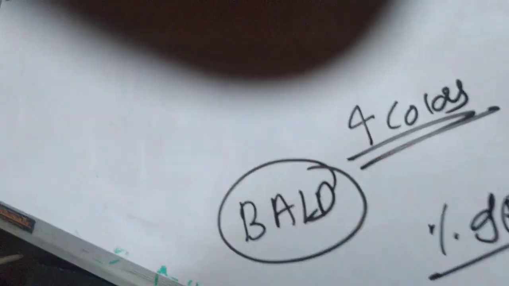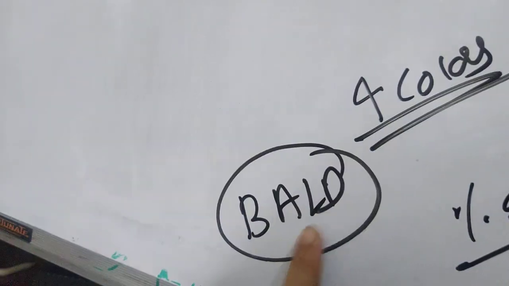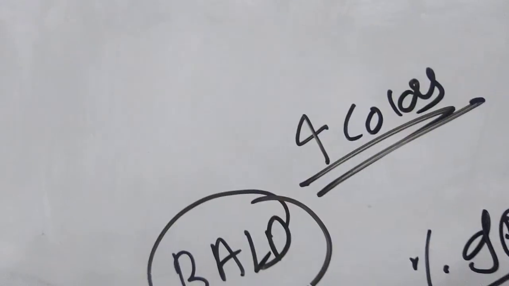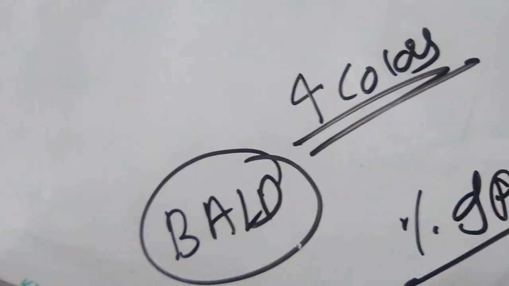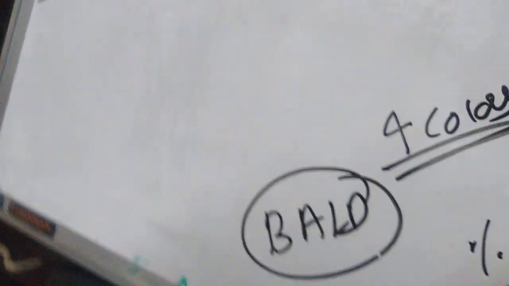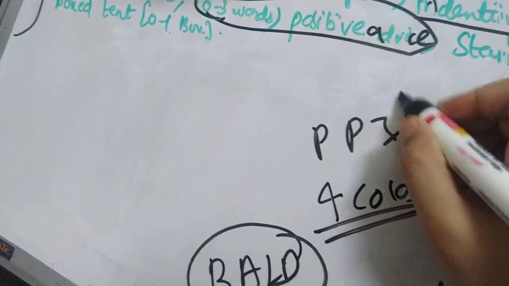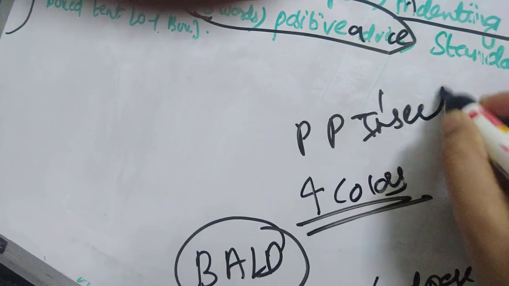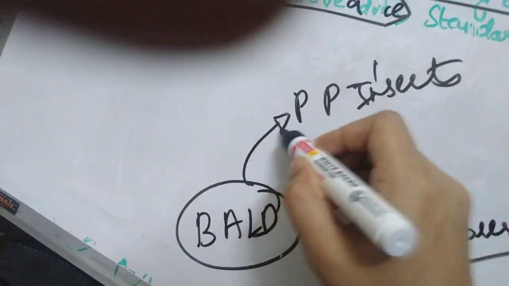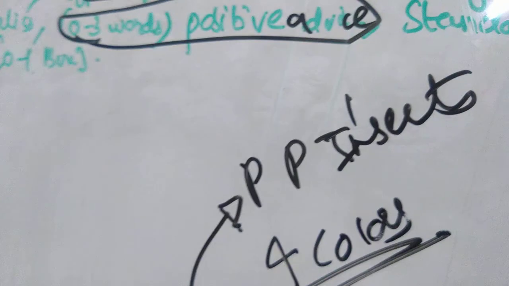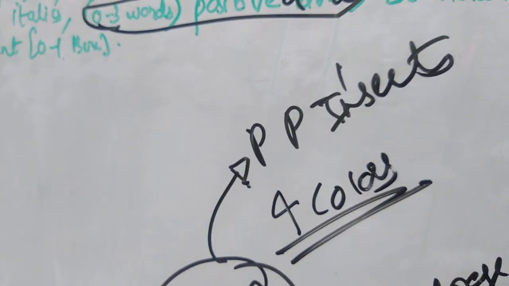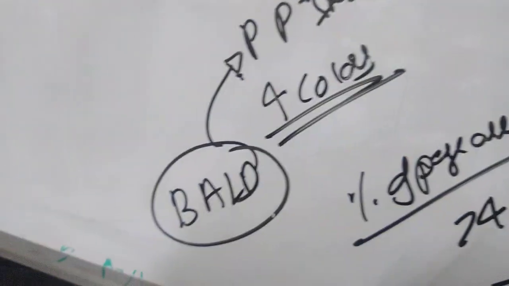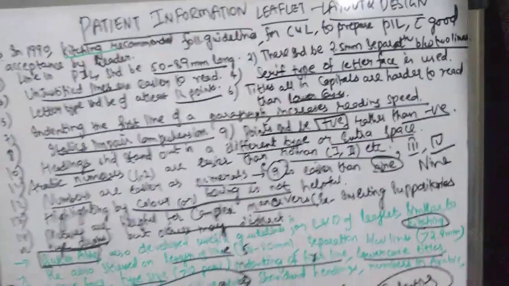Baker Abel leaflet design is known as BALD. The BALD criteria is commonly used to assess the layout and design of various patient package inserts, PPI. PPI is nothing but patient package inserts. So this is about the Baker and Abel guidelines and the Kitching guidelines.